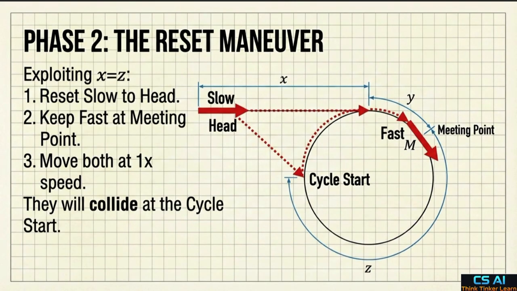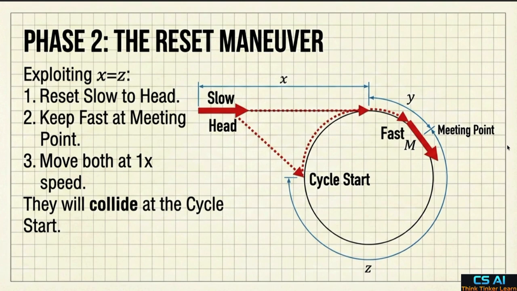This mathematical truth leads us to phase 2, the reset maneuver. By exploiting x equals z, we can precisely locate the cycle start. The maneuver involves three steps. 1. Reset slow to head. We move the slow pointer back to the beginning of the entire list. 2. Keep fast at the meeting point. The fast pointer remains at the collision point M.